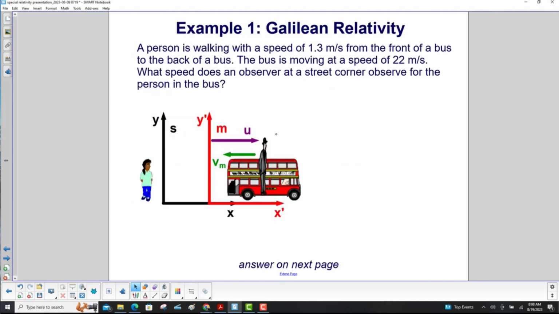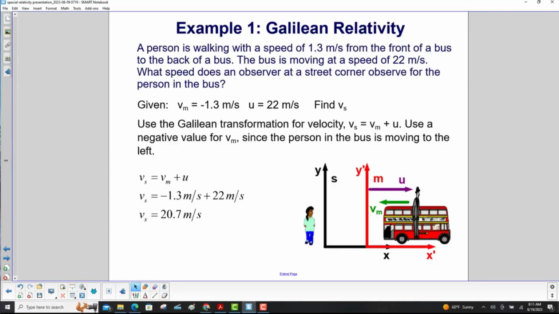A person, right over here, is walking with the speed of 1.3 meters per second from the front of the bus to the back of the bus, and that's v sub m. The bus is moving at a speed of 22 meters per second. What speed does an observer at a street corner observe for the person in the bus?